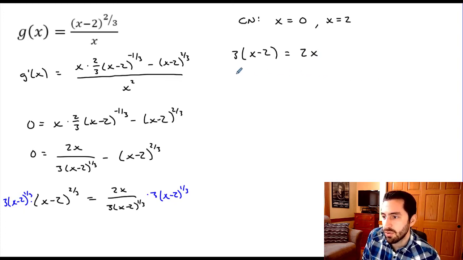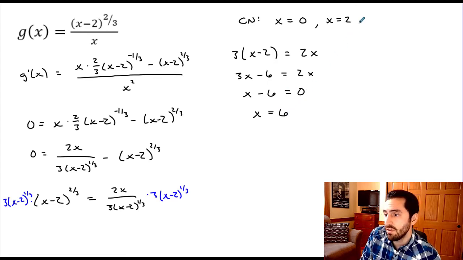So that cleaned up really nice, and we can solve for x. Distributing the 3, we get 3x minus 6. If I subtract 2x from both sides, we get x minus 6 is equal to 0, and x is equal to 6. So here is another critical number, x is equal to 6.